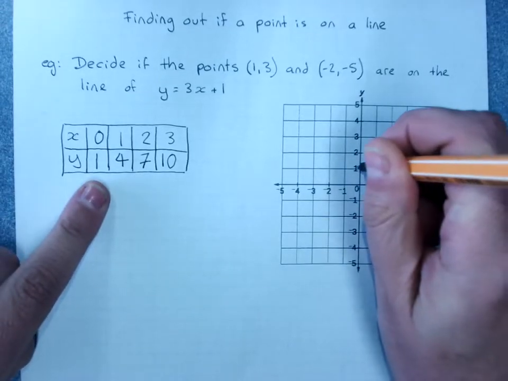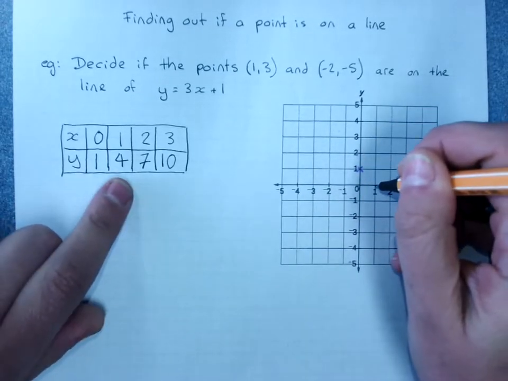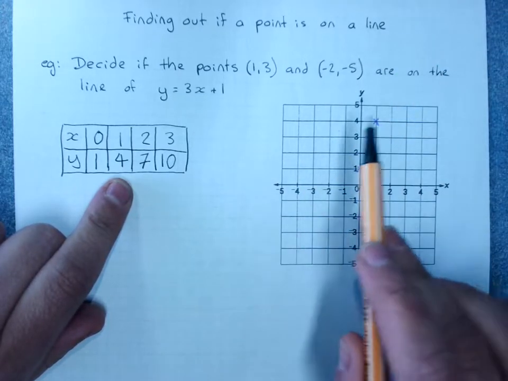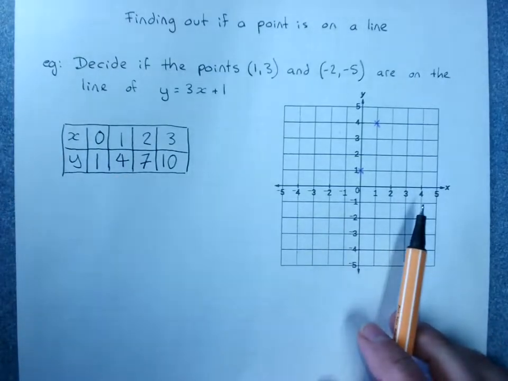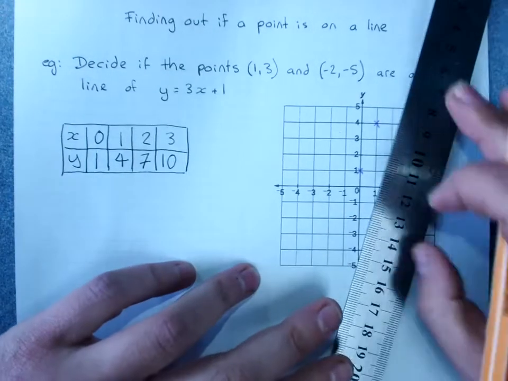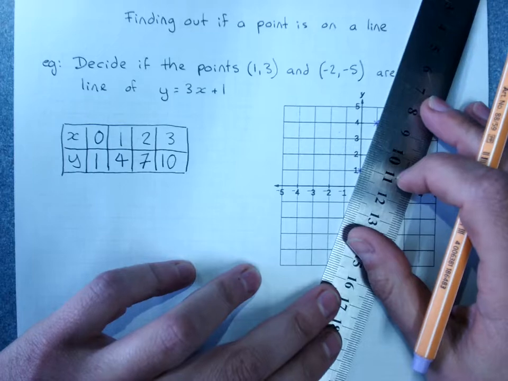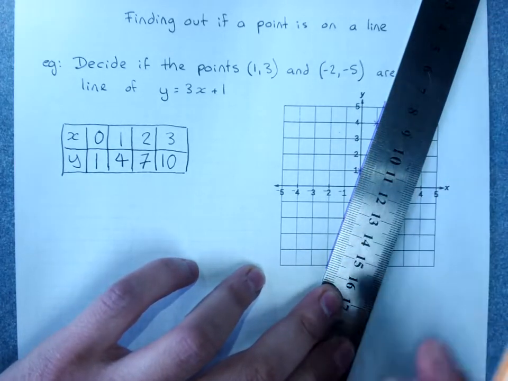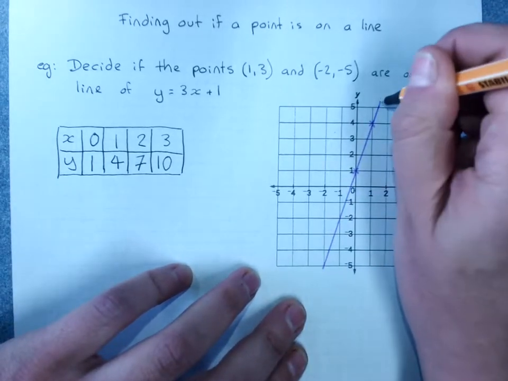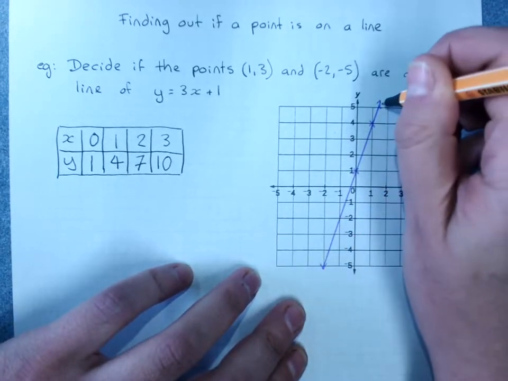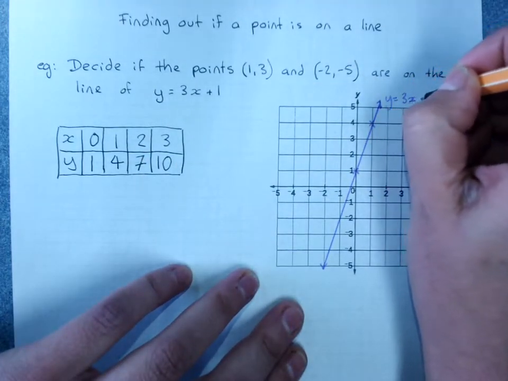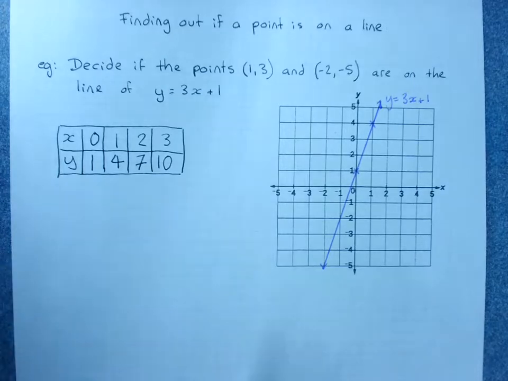(0, 1), (1, 4). Now I don't have enough space to plot all the points on this, but that's okay because I've got 2 points, and I can very carefully join them up, filling up the whole number plane, put arrows on either end, and label it with the rule y equals 3x plus 1. So we've graphed that line.